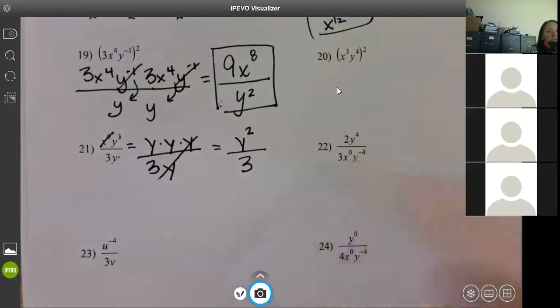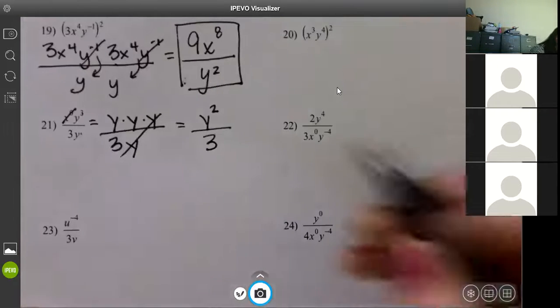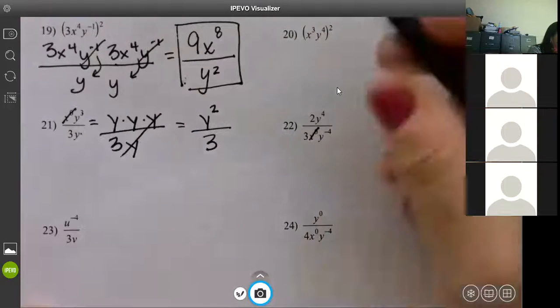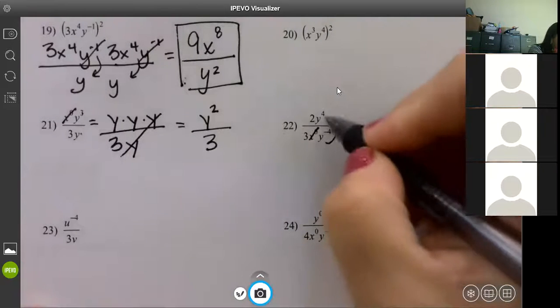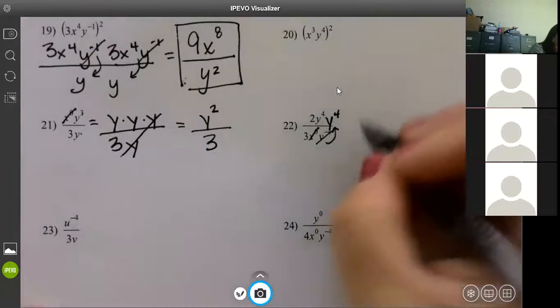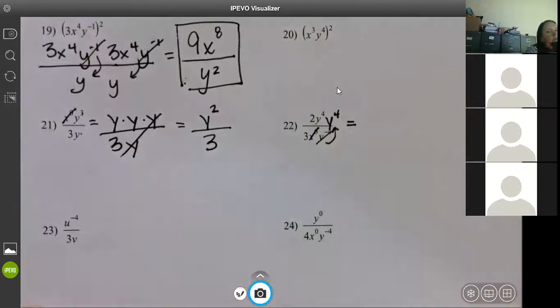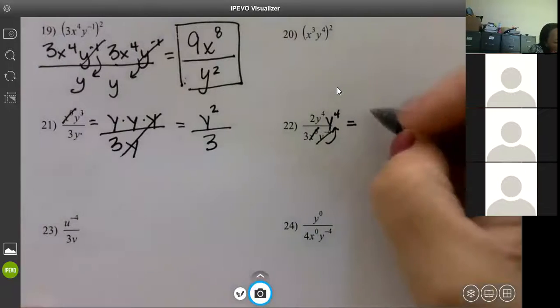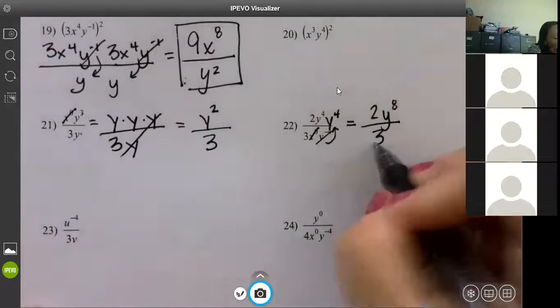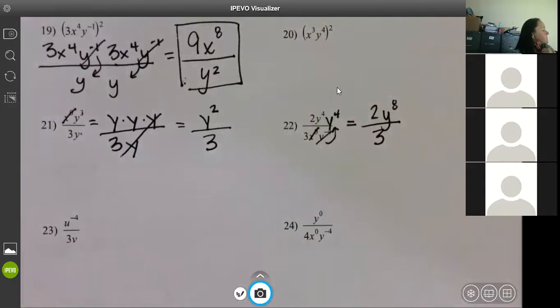All right, look at your next one, 22. What can I get rid of? x is 0. What about this y to the negative 4? To the top, and it becomes positive. So on the top, total it up. What do I have? 2y to the 8. On the bottom, what do I have? 3. Nothing cancels out. Nothing reduces. That problem's over.